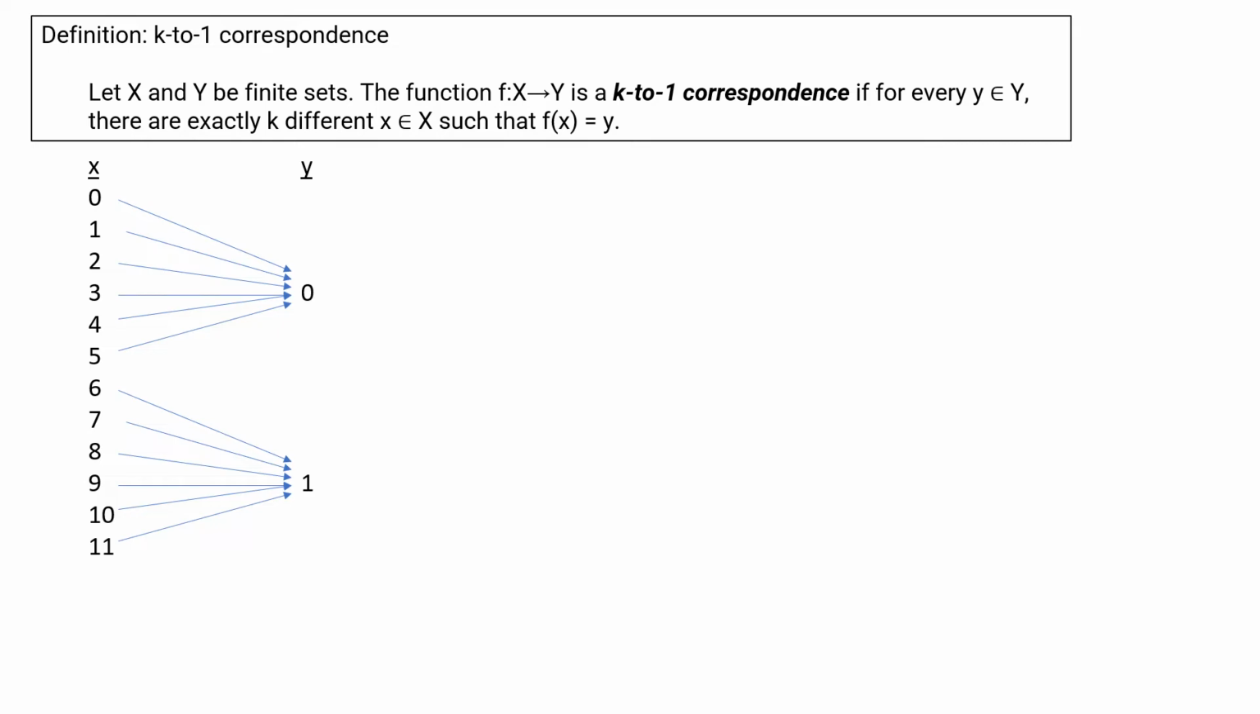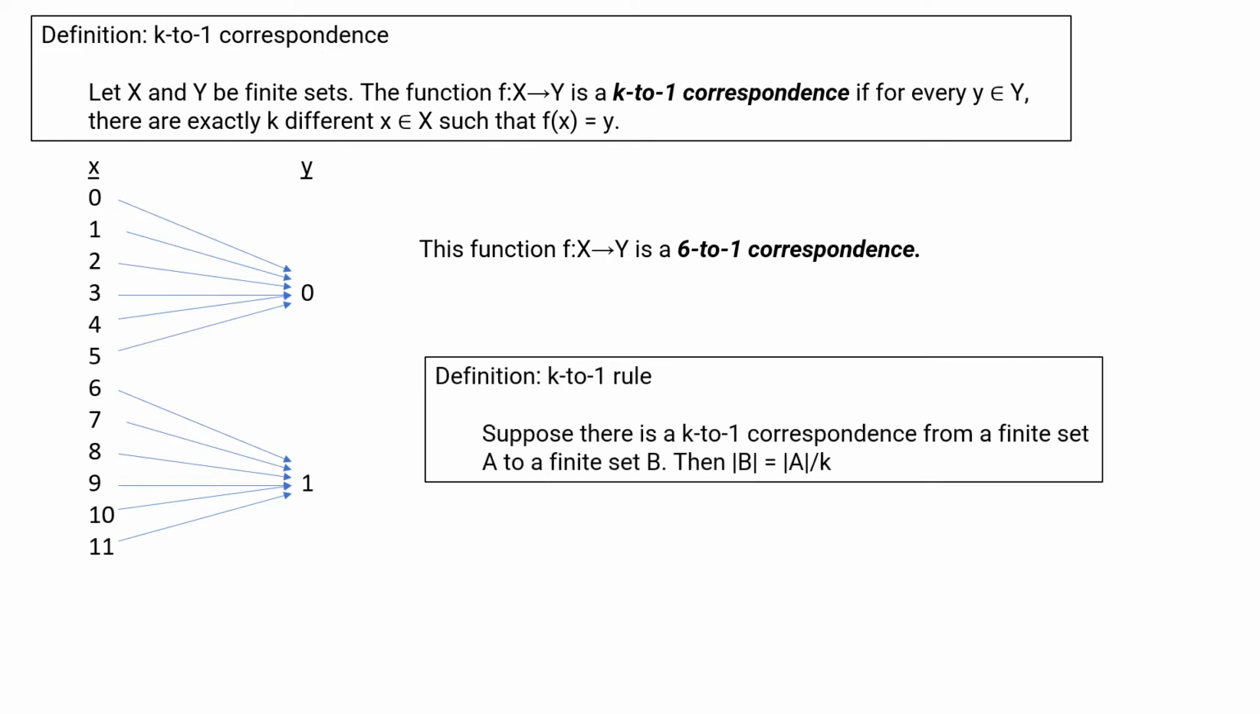So in this example here you see X is just the numbers from 1 up to 12, and then some of those numbers map to 0, some map to 1. So if we counted, we'd see that 6 elements map to 0 and 6 elements map to 1. So we would say that this function, if we're going to call it f, is a 6-to-1 correspondence.